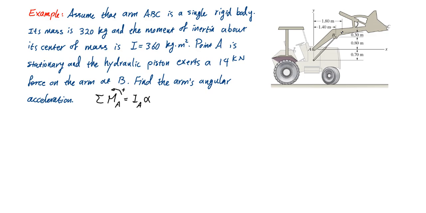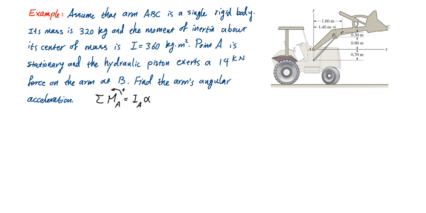Now, we are looking for acceleration, but the problem is we don't have the mass moment of inertia about point A. We know the mass moment of inertia about the center of gravity, center of mass, and that's 360 kilogram meter squared, but we don't know IA. So before I use this to find angular acceleration for that arm, I have to find out what IA is. So let's start from there.